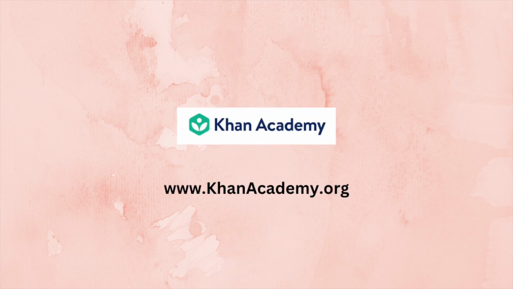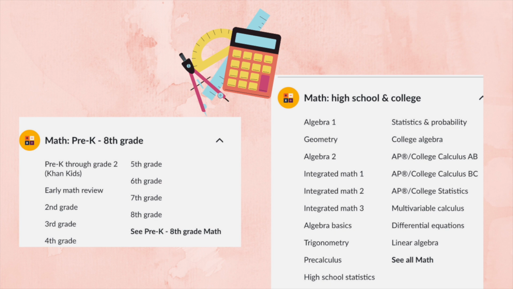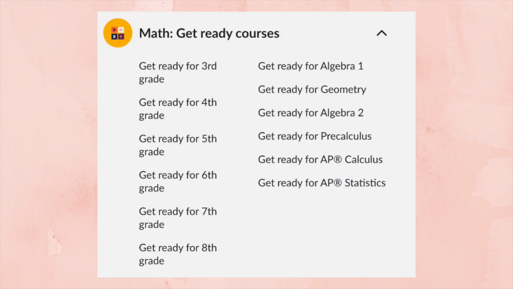The first resource is Khan Academy. You can create an account for yourself as well as for your child, and you can monitor your child's progress in the parent dashboard section. Khan Academy offers math starting at pre-K all the way through college, as well as math get ready courses if you're trying to get your child ready for the following year.